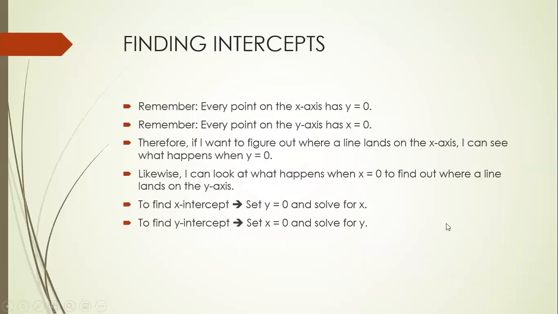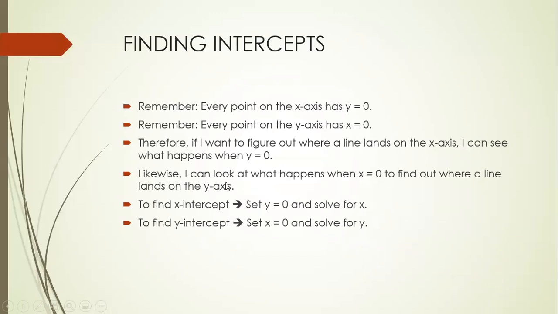Remember, every point on the x-axis has y equals 0, and every point on the y-axis has x equals 0. So now we're about to find them using that information. We know that every point on the x-axis has a y of 0. We know that every point on the y-axis has an x of 0. If it's on the x-axis, y is 0. If it's on the y-axis, x is 0.